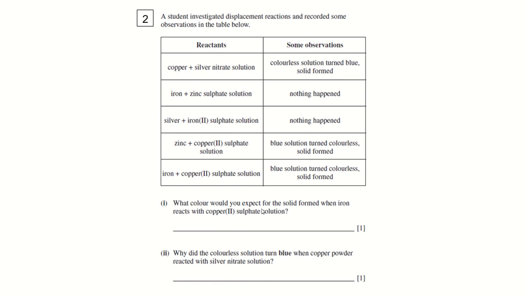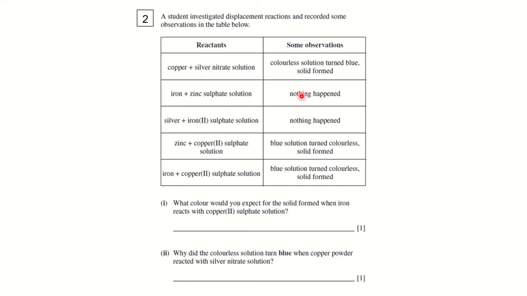This next question has got a table with a series of reactions. Now, any of these reactions where we see an observation, in other words, a reaction's taking place, that means that the metal is more reactive than the metal that's with the salt. So the metal is displacing a less reactive one. So in this case, copper is more reactive than silver, and it's displacing silver from silver nitrate solution.